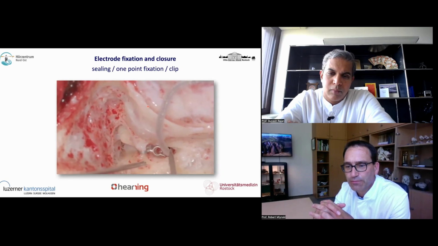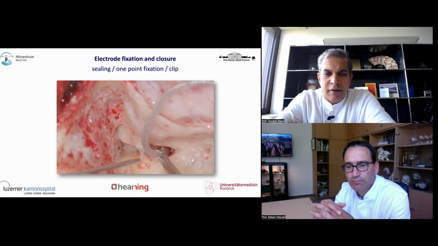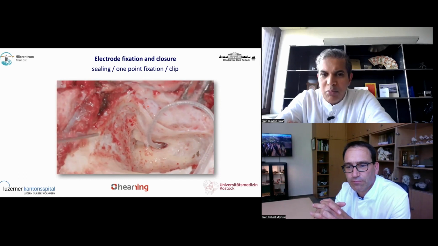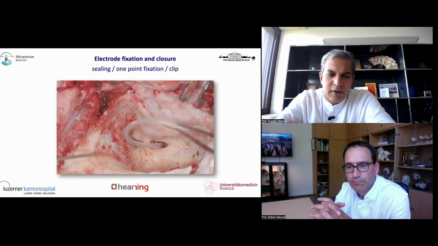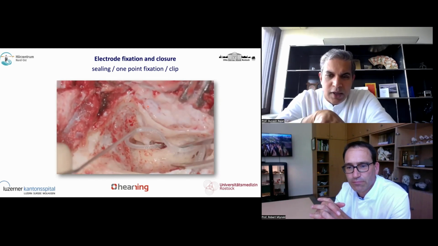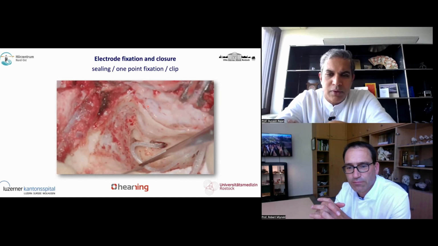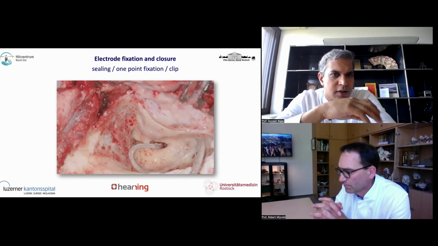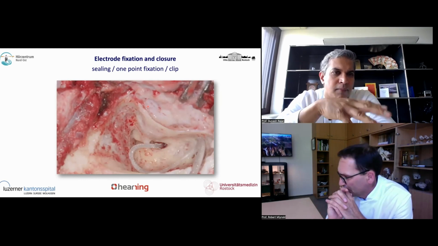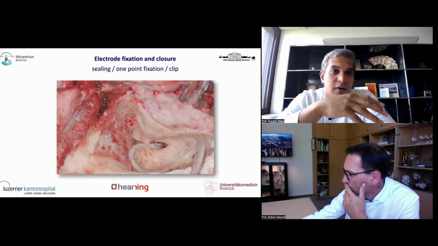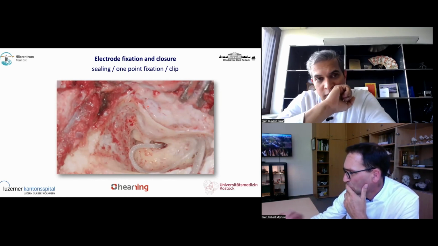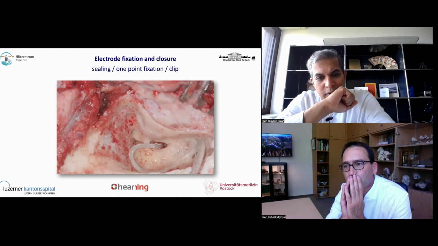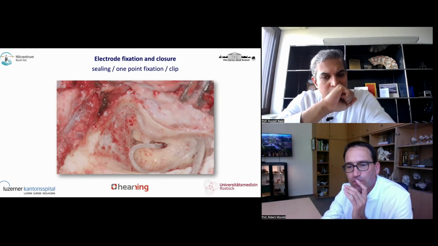Then we use this. I think I haven't used this because in Australia we didn't have access to this, and now in Switzerland, with the technique, I think the one-point fixation is important. As you put in the lead, as you're showing now into the mastoid, it's very important to have a one-point fixation, because otherwise all these movements get transmitted into the inner ear, with potentially detrimental effects on structure and residual hearing. So I think that's quite important.